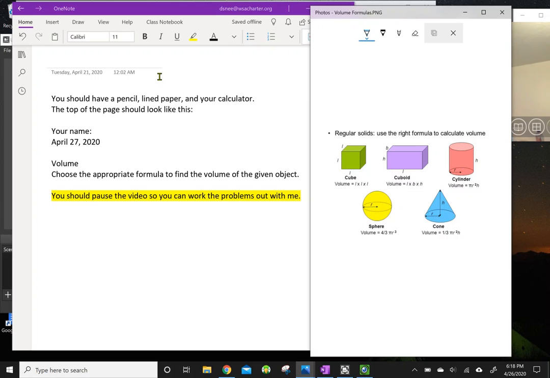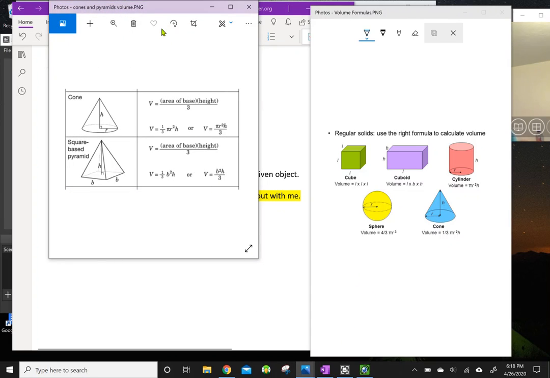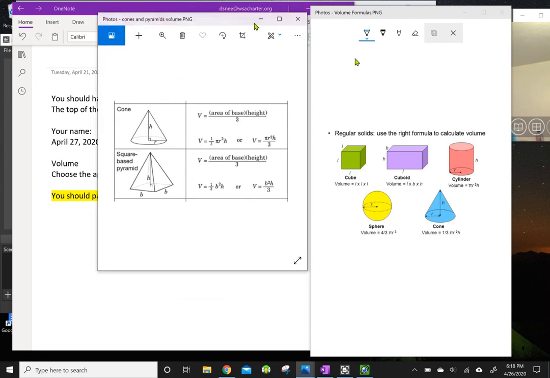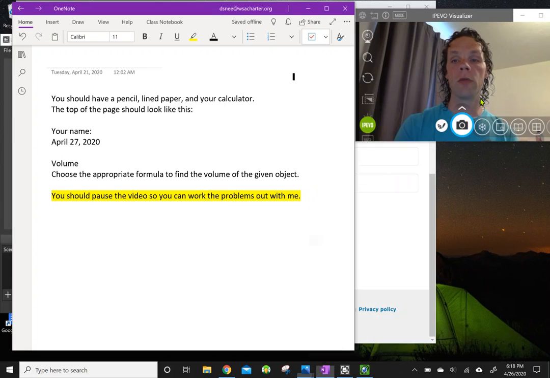You should have this other document open on your desktop to find the volume of cubes and cuboids and cylinders and spheres and cones, and this one as well works really nicely. It just describes how to find the volume of a cone differently. Now I'm going to pause for just 1 second here. Remember, down at the bottom it says you should pause the video so you can work the problems out with me. That's the whole point. You're developing your problem solving skills. I'm developing with you. And when you have trouble, you ask questions and you get help.